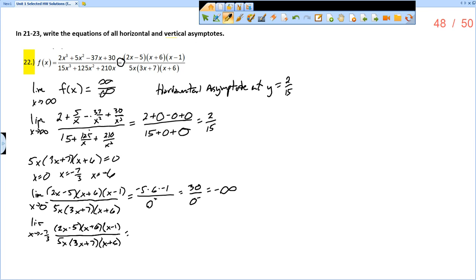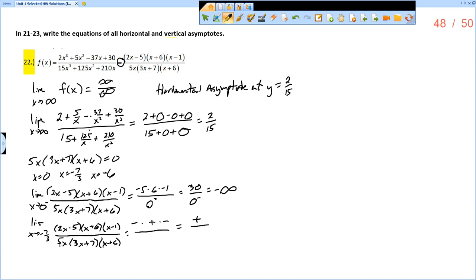All right, 2x. So this is where things get a little tricky. I don't want to do all the work here. Negative 7/3 times 2, right? So that's going to be negative 14/3 minus 5. That's going to be a negative number. Times negative 7/3 plus 6. Well, that's going to be a positive number. Times negative 7/3 minus 1. That's going to be a negative number. So my numerator is some positive number that is not 0, right?